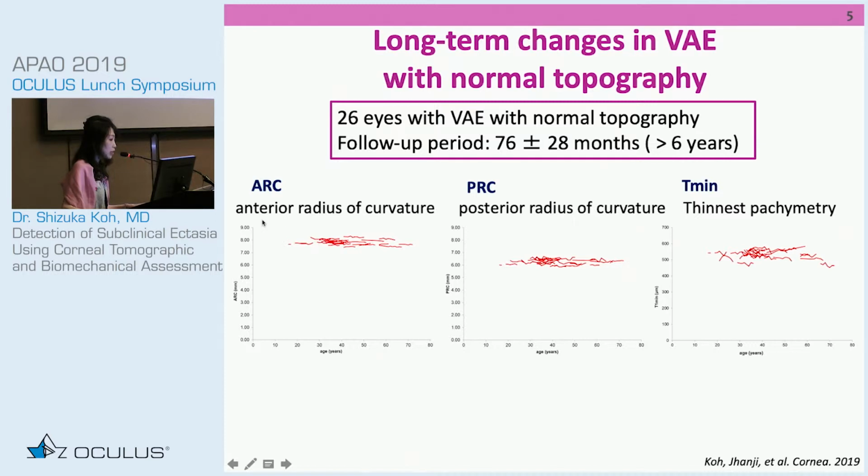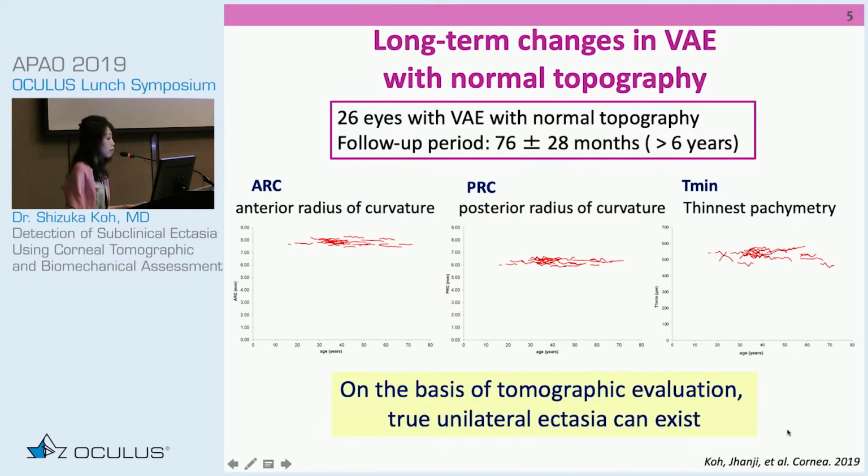This is the original plot for anterior radius of curvature, this is the posterior radius of curvature, and the thickness pachymetry. As you see here, most of the parameters are stable, and it looks like there is no obvious keratoconus progression. So on the basis of tomographic evaluation, true unilateral ectasia can exist.